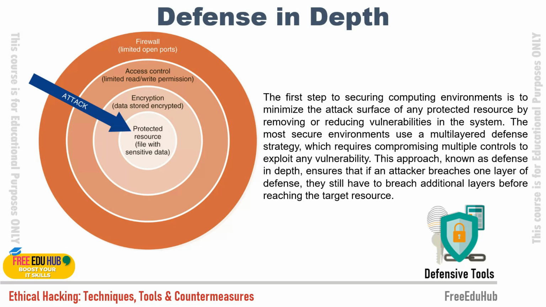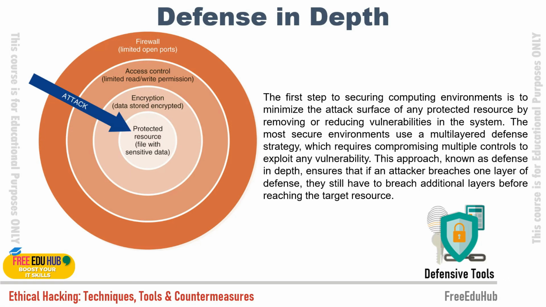Now, the first step to secure the computing environment is to minimize the attack surface of any protected resource by removing or reducing the vulnerability. So if we have any system, we'll have to find the known vulnerabilities of the system which can be exploited by the adversaries. The most secure environment uses a multi-layered defense strategy which requires compromising multiple controls to exploit any vulnerability. This approach is known as defense in depth. So once we have layers and layers of protection, that kind of protection is called defense in depth.